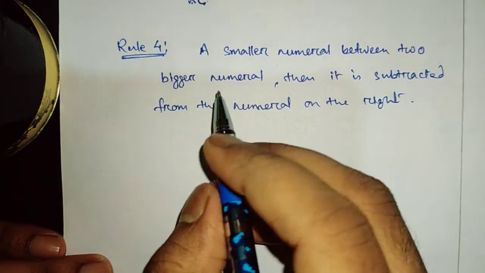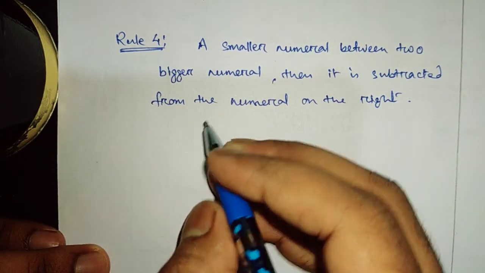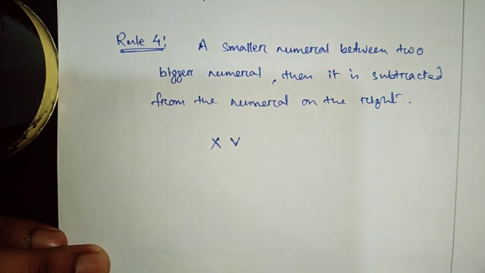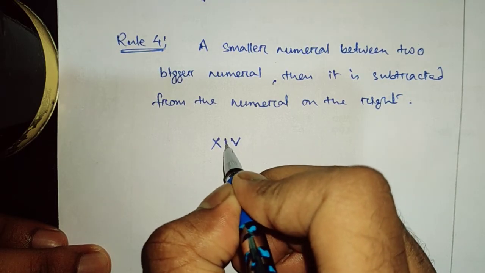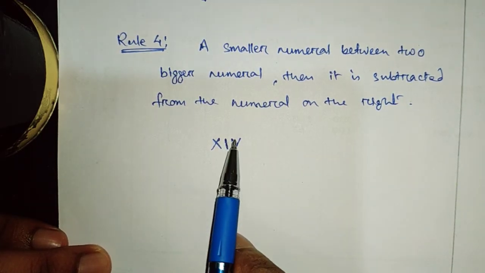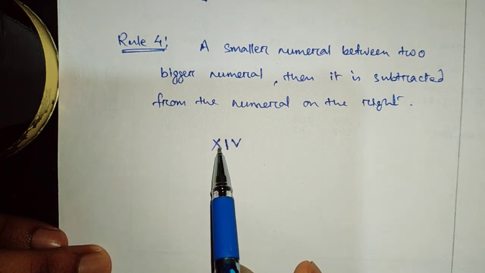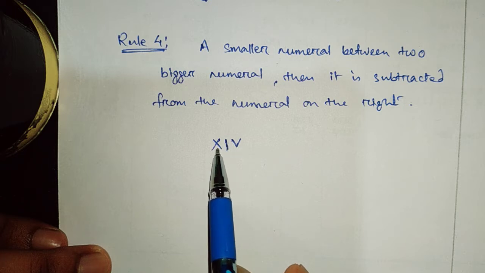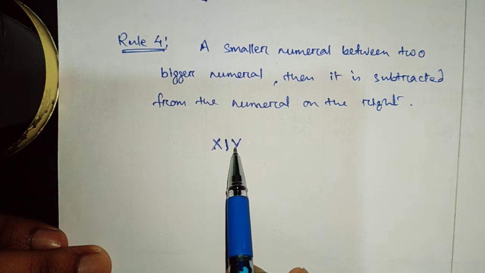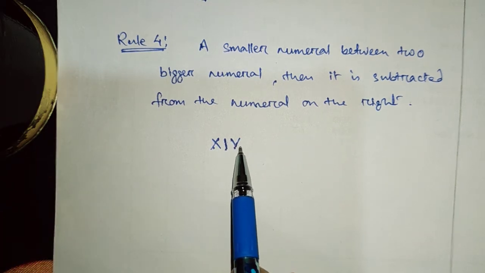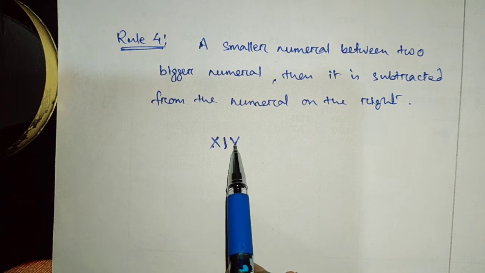Suppose, let's take an example. Suppose we have two bigger numerals, X and V. In between them we have a smaller numeral I. Then according to our rule number 2, this I should be added to 10, or according to rule number 3, this one should be subtracted from 5. So what do we choose? We will choose this one, which is on the right hand side. That means we have to subtract 1 from 5.